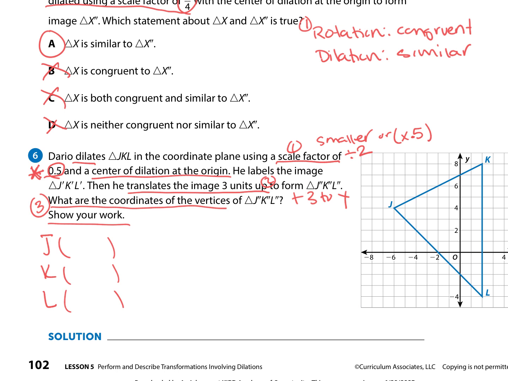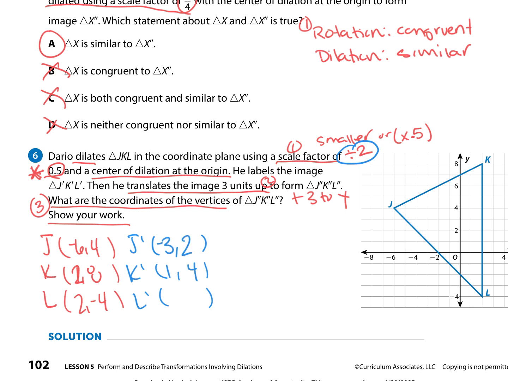So J is at negative 6, 4. K is at 2, 8. And L is at 2, negative 4. So to get my primes, I just have to look at my work here. I'm going to divide by 2. So everything is going to get divided by 2. So negative 6 divided by 2 is negative 3. 4 divided by 2 is 2. 1, 4. 1, negative 2. I'm going to go ahead and graph that, and then I'll be back.